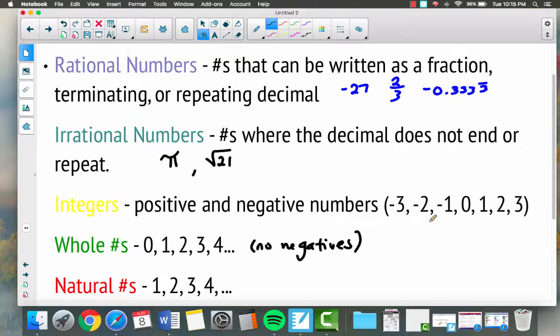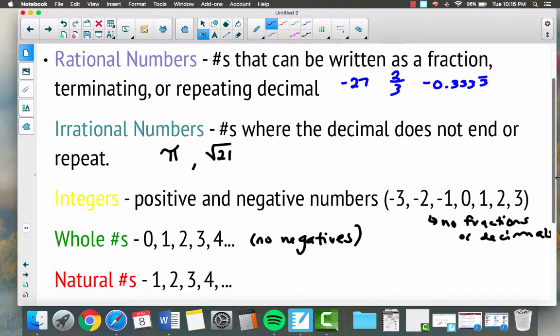And I'll put this here: this is not the only specific thing, but no fractions or decimals for these types of integers. And then the last one is the natural numbers. Basically what you first started learning when you were little: the natural numbers 1, 2, 3, 4, all the way up to any positive number. The major difference is you do not include 0.